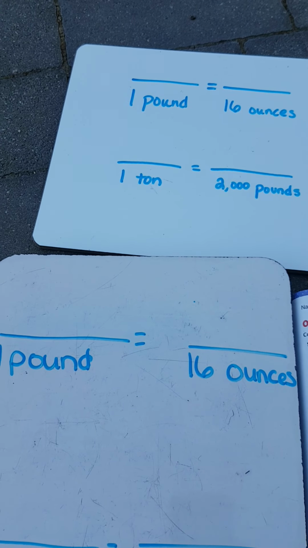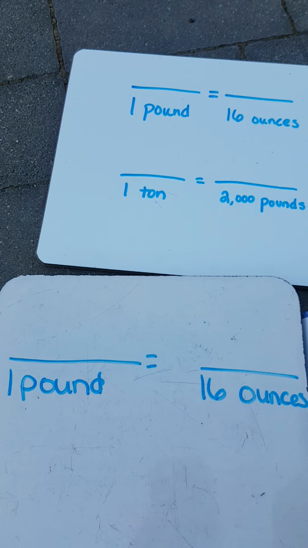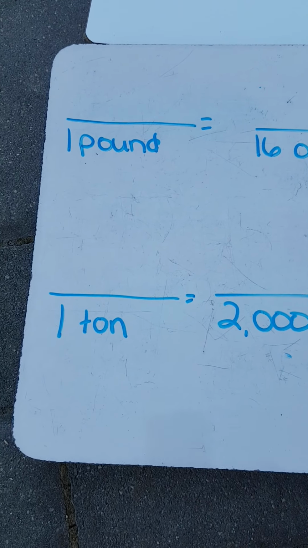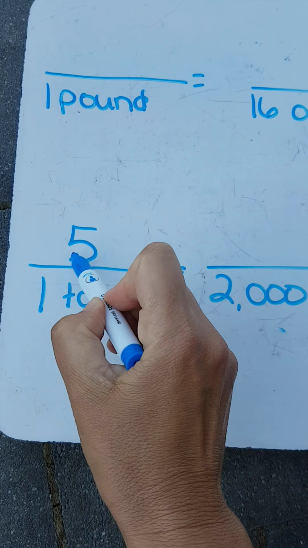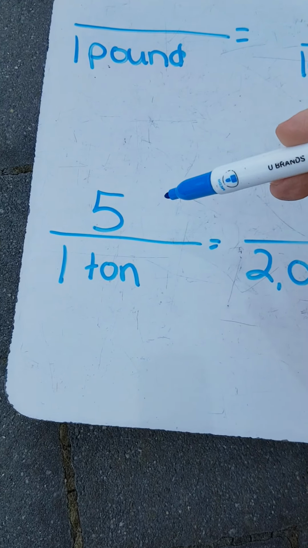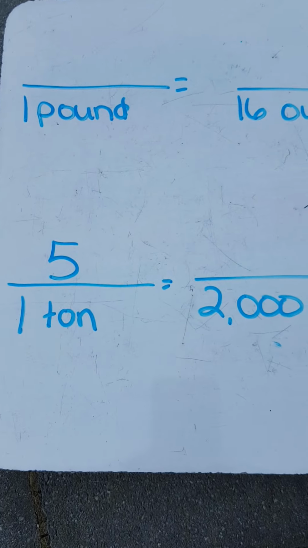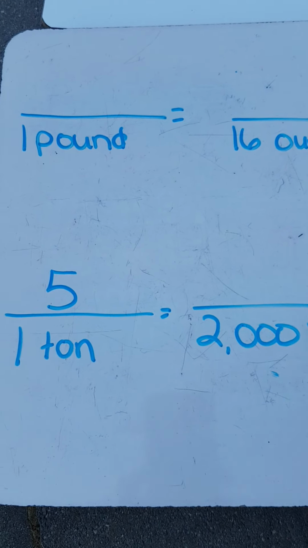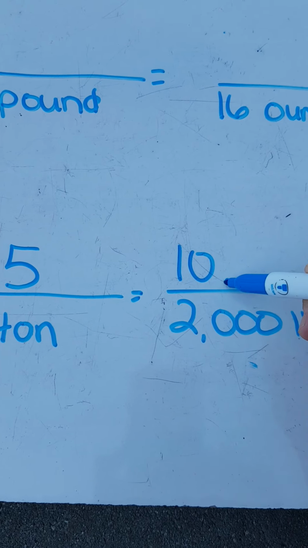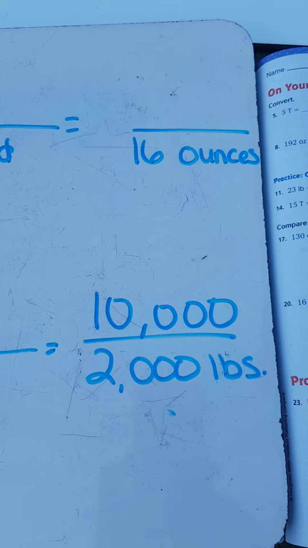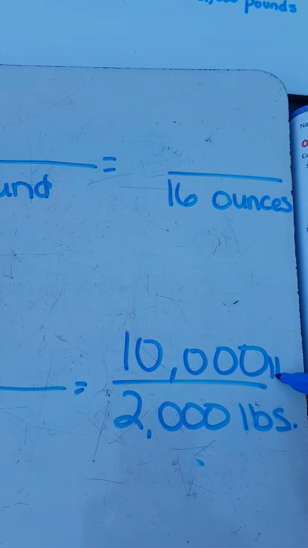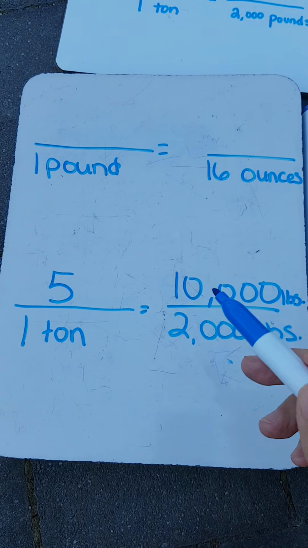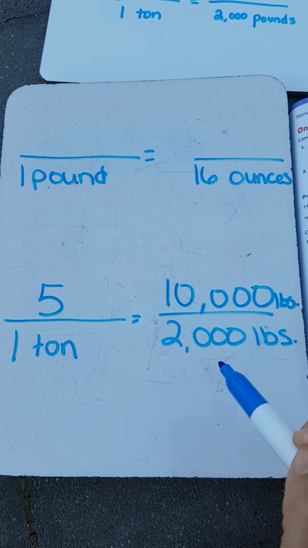All right, so it says 5 tons. 5 tons equals how many pounds? I'm going to put a 5 over tons. And then I cross multiply. So 5 times 2,000 divided by 1 equals a whole lot. 10,000 pounds. 5 tons is equal to 10,000 pounds.